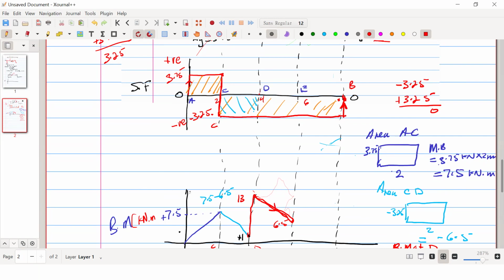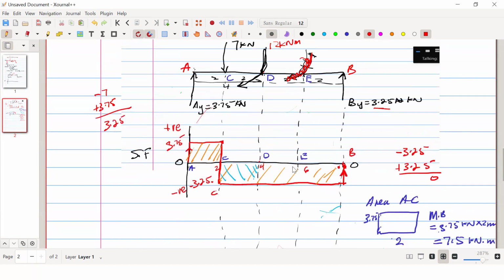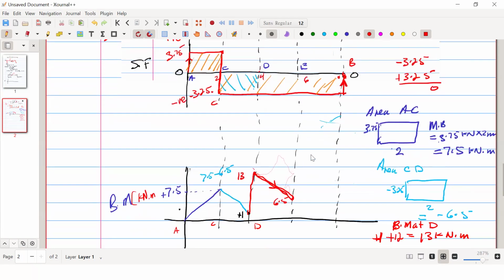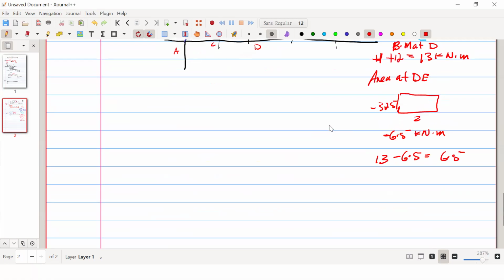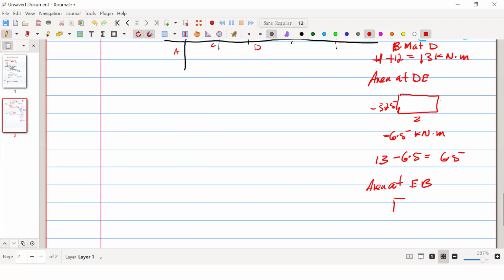And then what about the other area right here? So what's the area underneath EB? At EB is another one. Same thing, same rectangle. So which is what? 3.25 times 2. So it ends up giving you minus 6.5.